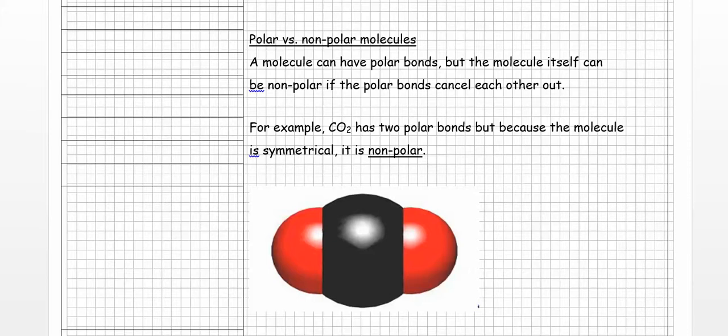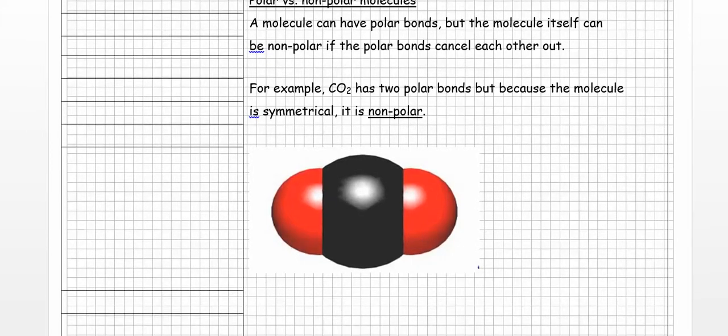Let's take a look at carbon dioxide. Now carbon dioxide has two polar bonds. If I draw the Lewis structure for those two polar bonds, it might look something like this. Now these are double bonds on either side of this carbon, right? And there are also lone pairs of electrons here and here. I've just drawn the Lewis structure for carbon dioxide.